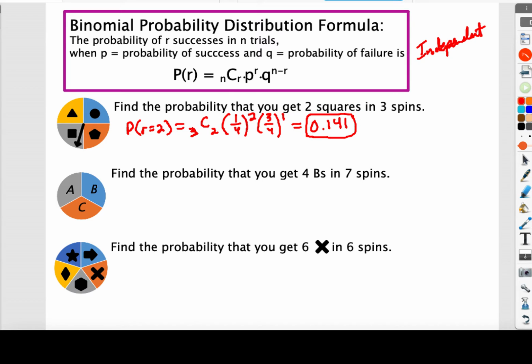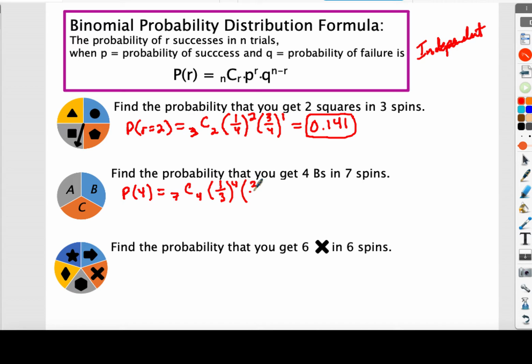Again, feel free to pause the video and try the other 2 if you'd like to before we get them set up. Otherwise, let's go ahead and set them up. The probability this time of getting 4 B's in 7 spins is the probability of 4 successes. We'll call B's success. And so we're going to say 7 spins. We're going to calculate 4 successful ones. It appears that there's a 1/3 chance of spinning a B. It looks to be about 1/3 of the circle. Again, that's going to happen 4 times.